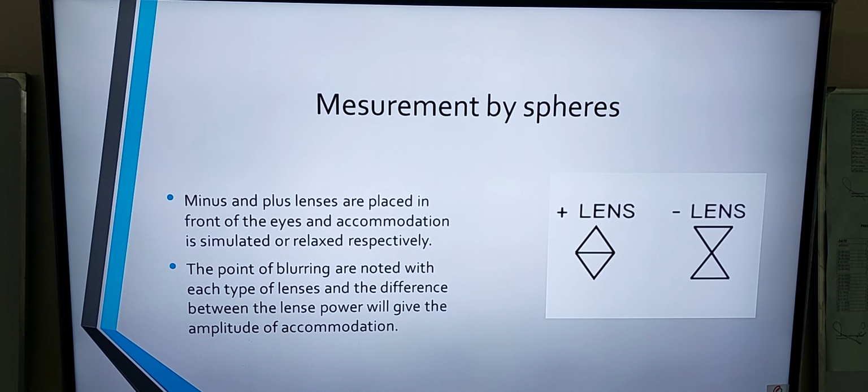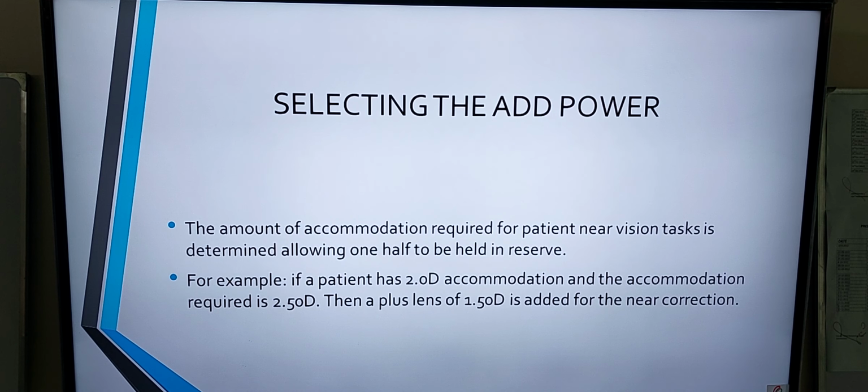The third method is measurement by spheres. The minus and plus lenses are placed in front of the eye of the patient, and accommodation is stimulated or relaxed respectively. Suppose the patient is focusing with a -3 diopter lens, and blurring then occurs with +2.5 diopters. So the accommodative reserve will be 5.5 diopters. The difference between the plus and the minus spheres at which the near point of accommodation is achieved will give us the amplitude of accommodation.